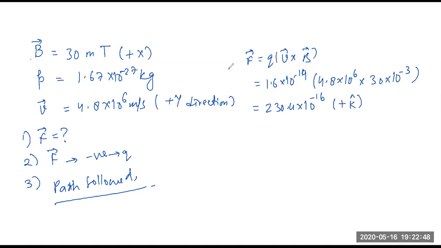If the charge becomes negative, so that's the first answer. For the second one, what will change? The direction. So it will be 230.4 into 10 to the power minus 16, and the direction will now be minus k. Third one, you need to find out the radius. What will be the radius?